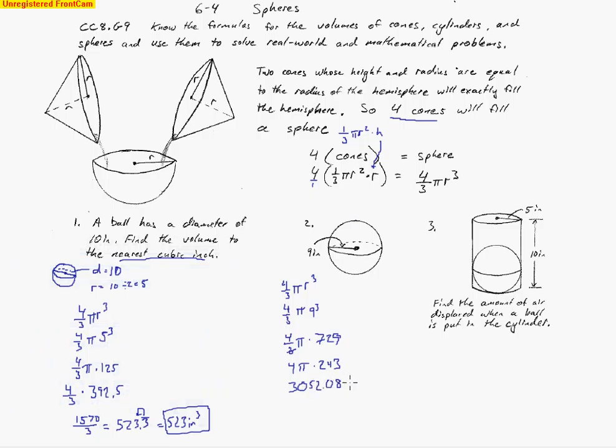And so these are inches to the third power. If I was to round to the nearest cubic inch, that's the ones place. The 0 is not big enough to round it up, so 3,052 cubic inches is the answer.